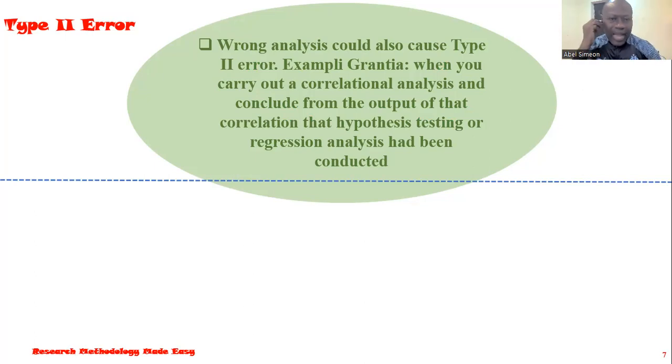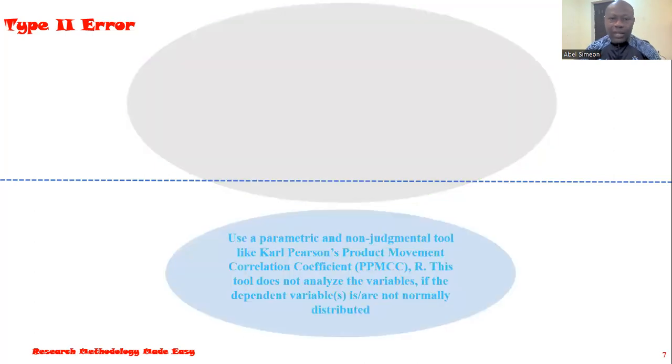So you first of all carry out the correlational test to know whether the variables are linearly related, before you go ahead and carry out the hypothesis testing or the regression analysis. That is sure. So don't just conclude that you had carried out the hypothesis after carrying out the correlation. No, you go ahead and perform your hypothesis testing or your regression analysis after carrying out your correlational test.